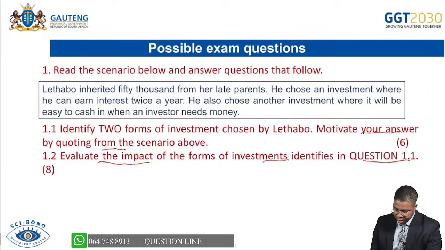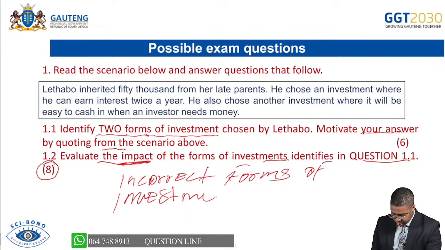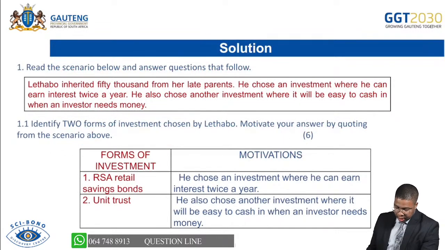Now, if you have failed to identify the correct form of investment, it means you're going to lose your 8 marks, because you're going to evaluate the impact of the incorrect forms of investment. Now, let us look into it.